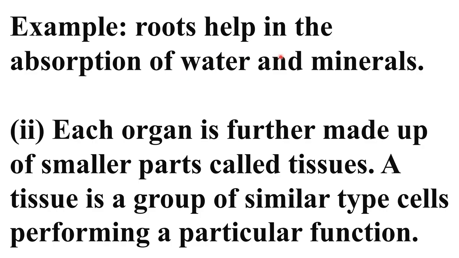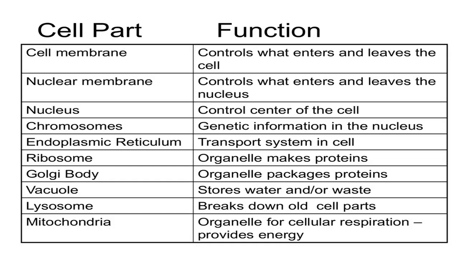Example, roots help in absorption of water and minerals. Each organ is further made up of smaller parts called tissues. A tissue is a group of similar type of cells performing a particular function. Now these are the cell parts and these are the functions.